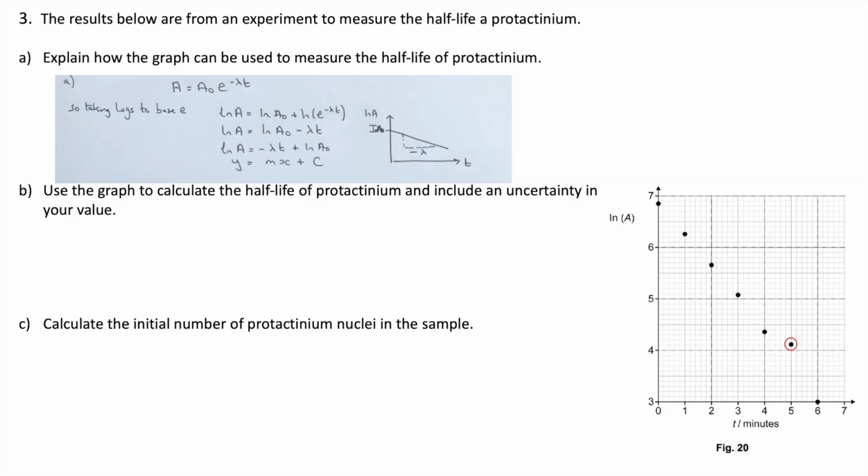So the next part of the question is to use the graph to calculate the half-life of protactinium, and we're asked to include an uncertainty in our value. So drawing the best fit line, I'm going to ignore one of the points and label that as anomalous. I'm also going to draw the worst fit line, which will help me to assess the uncertainty. This is very subjective, and you won't be marked down for your worst fit line. You'll be credited marks for just showing the process.